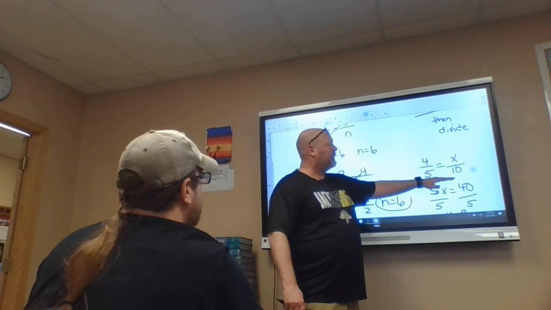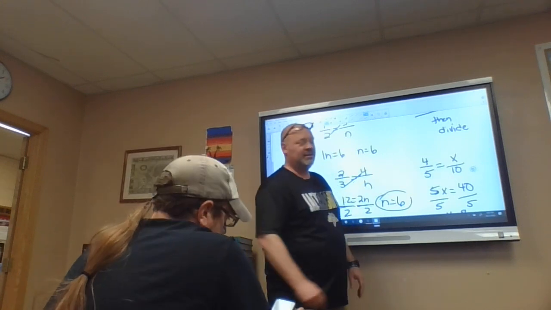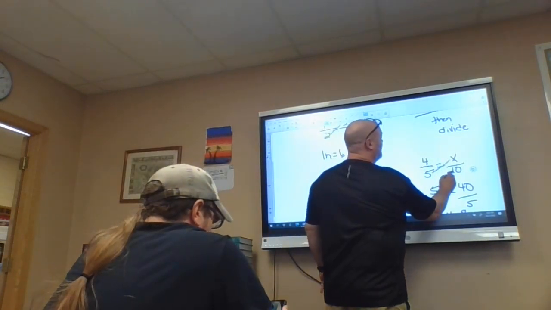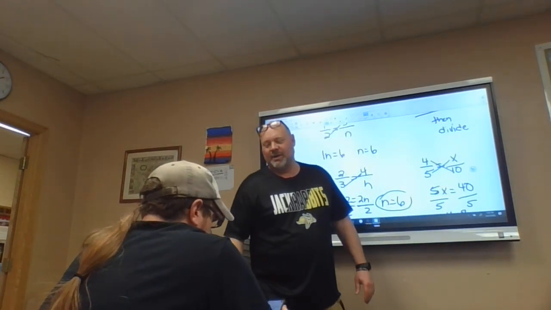4 over 5 equals x over 10. Cross multiply. 5x equals 40.